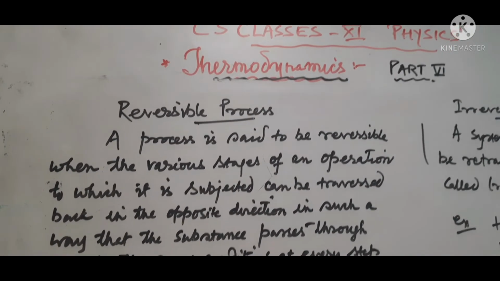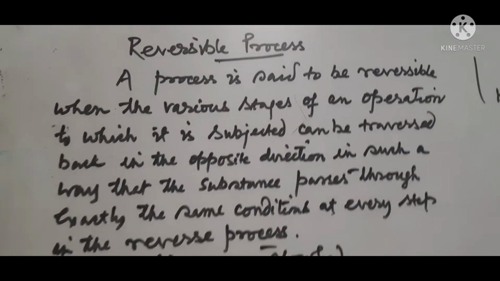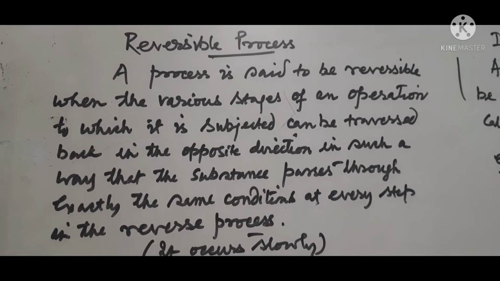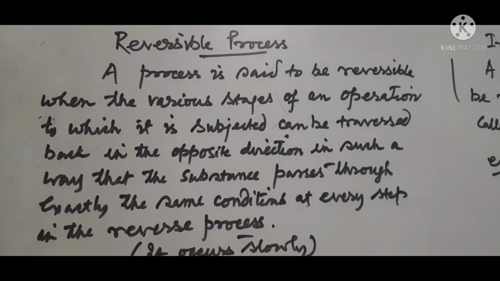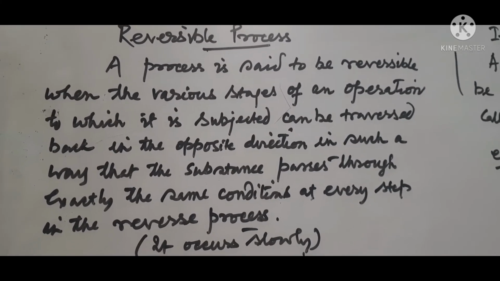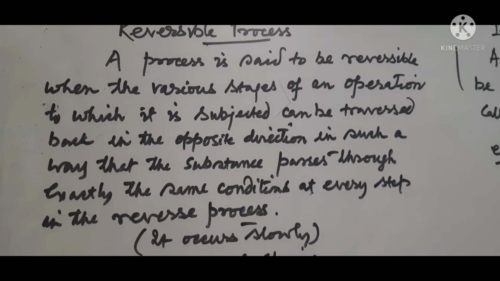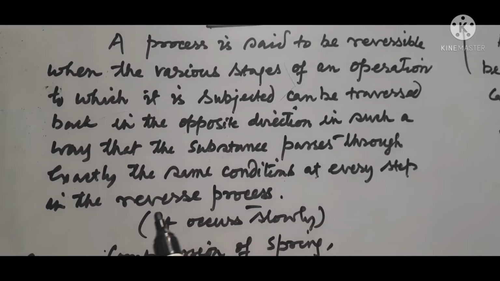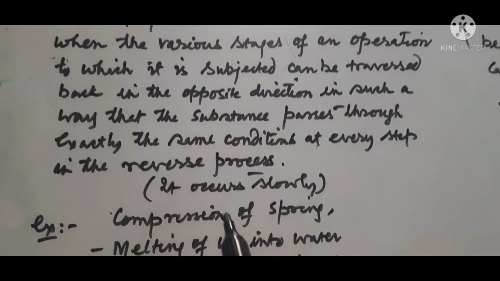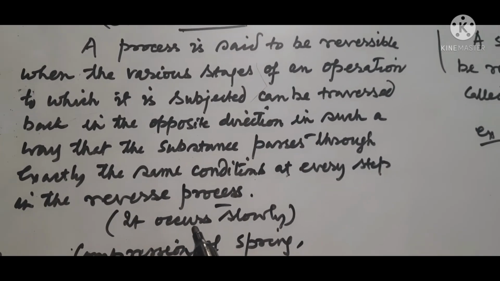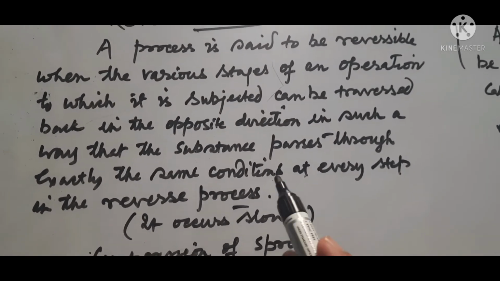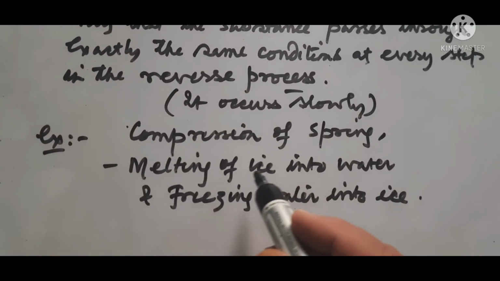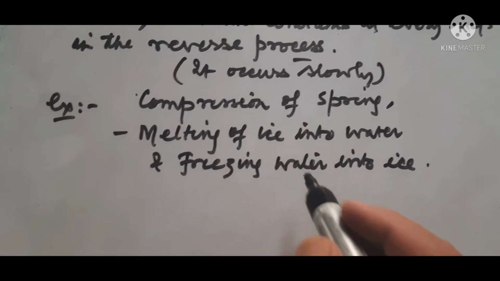Now, reversible and irreversible processes. Reversible process: a process is said to be reversible when the various stages of an operation to which it is subjected can be traversed back in the opposite direction in such a way that the substance passes through exactly the same conditions at every step in the reverse process. It occurs very slowly, meaning the initial condition is not reached. For example, compression of a spring, melting of ice into water, and freezing of water into ice.